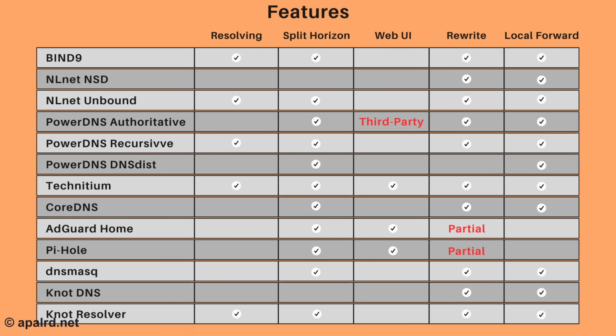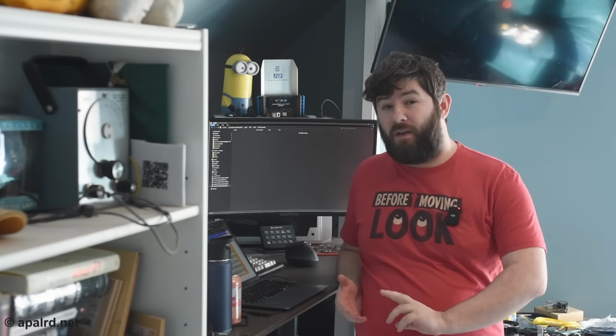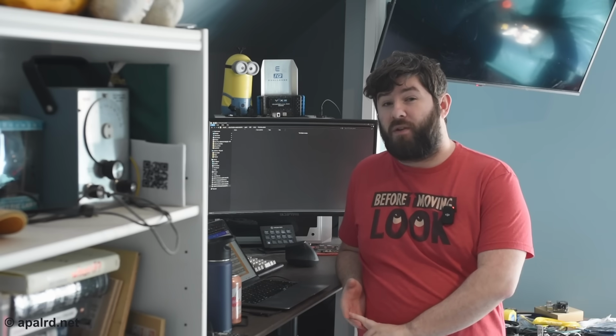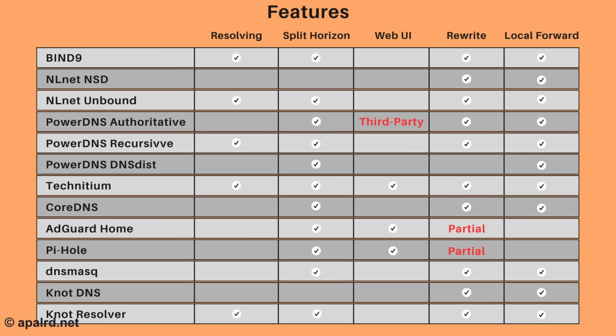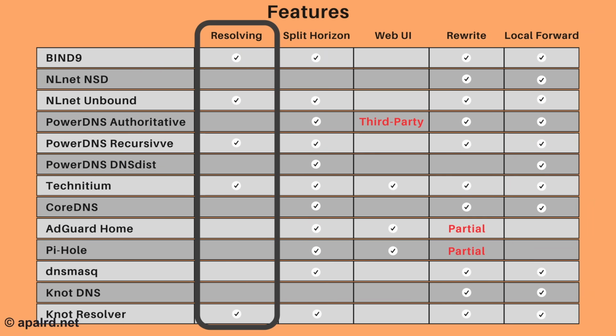Next chart, features for each DNS server. So these are just the features that I am particularly concerned about running my networks. Again, if you're an ISP or you're running hosting provider networks, you're gonna have very different needs than me. So these are for client networks, like I mainly manage. So the first question you have is, do you want to resolve or not resolve?